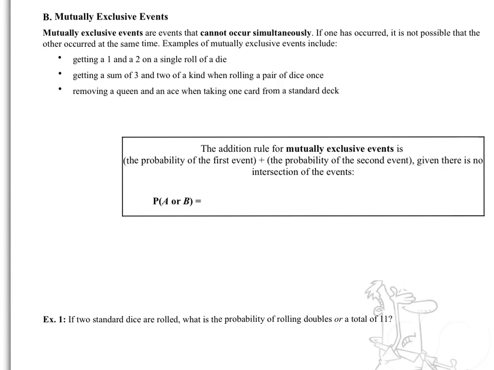So now we'll focus on the idea of events being mutually exclusive. Mutually exclusive events are events that cannot occur simultaneously. If one event has occurred, it is not possible that the other occurred at the same time.